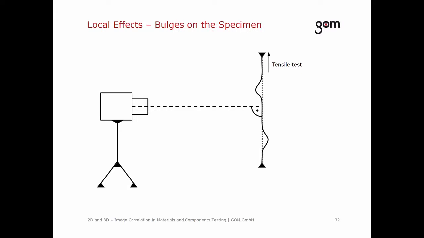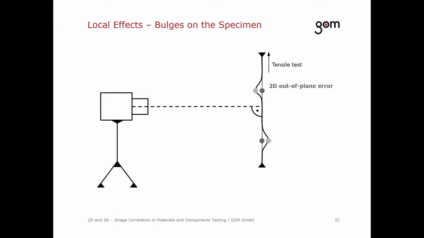The specimen can show, for example, dents, bulges, or slight ripples. When clamping the specimen, it might also come to bulges. Bulges do not influence the 3D measurement. In a 2D measurement, the points are projected onto the calibrated plane. This leads to an out-of-plane error.